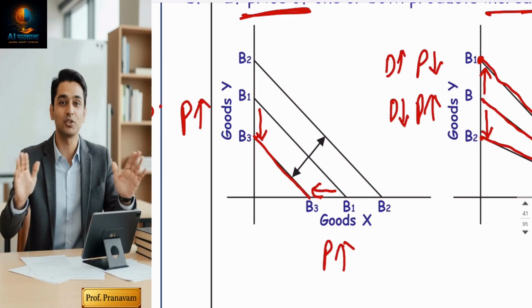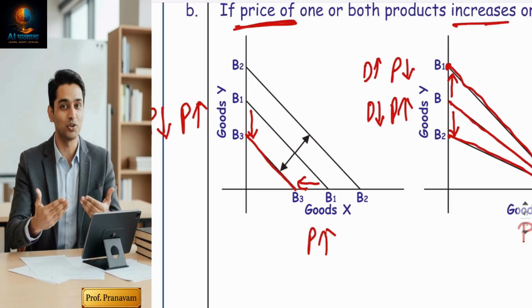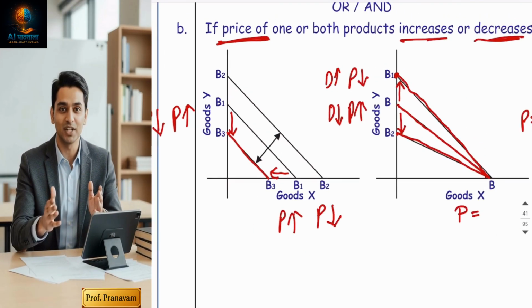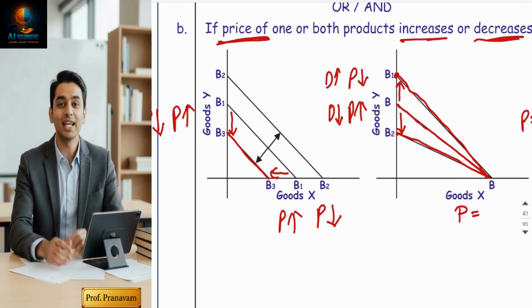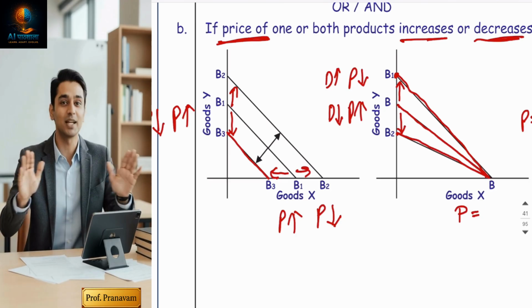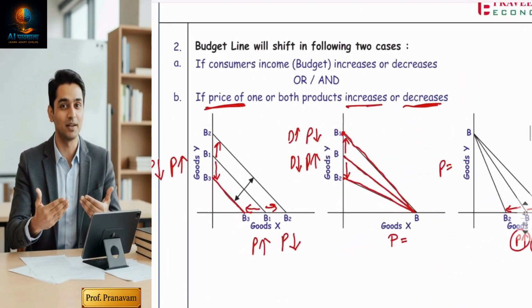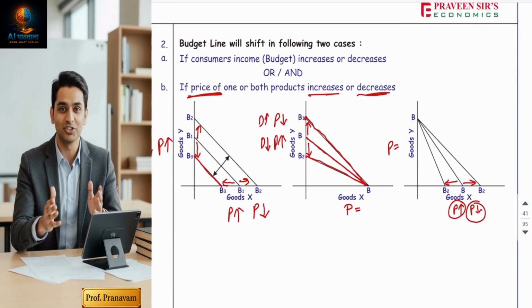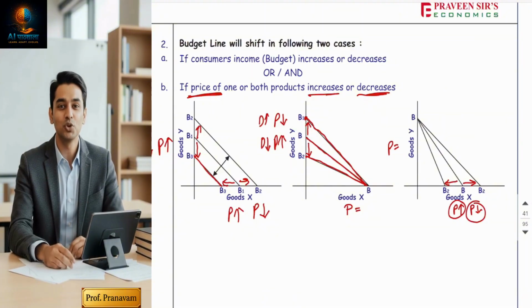And this is also possible vice versa. The price of good Y is falling, the price of good X is also falling. Now my purchasing power increases, and my budget line will shift to the right. So price makes my budget line shift either to the left or right. Hence, it is assumed to remain constant.